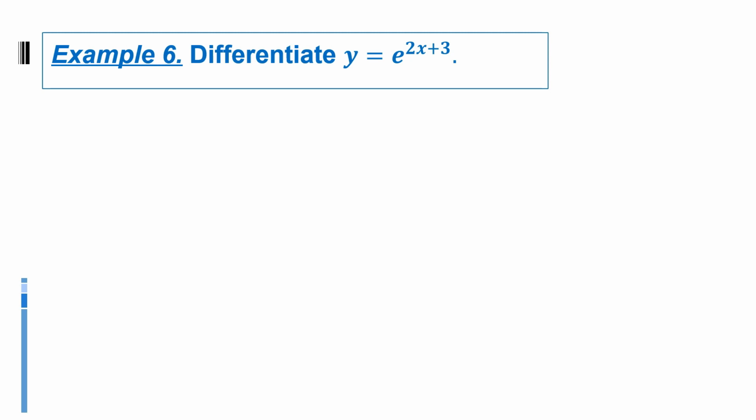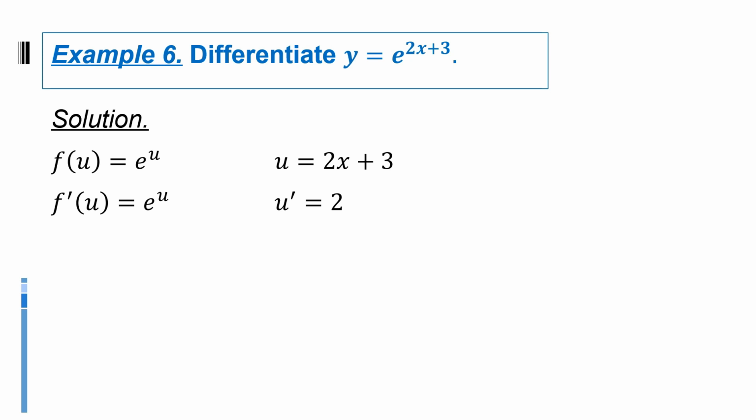Differentiate y equals e raised to 2x plus 3. Again, f of u is equal to e raised to u with a derivative of e raised to u. U is equal to 2x plus 3 with a derivative of 2. Therefore, y prime is equal to e raised to u times 2. Or that is e raised to 2x plus 3 times 2. Or ayusin lang natin siya, unahin yung coefficient. So we have 2 times e raised to 2x plus 3.